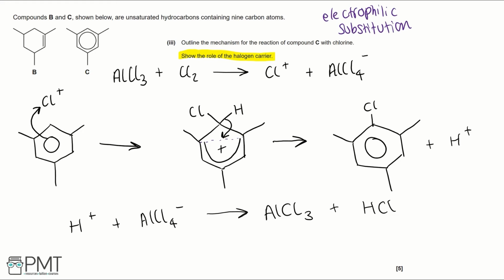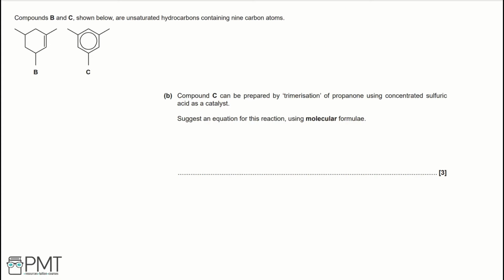To get the 5 marks for this question, you get a mark for generating your electrophile, you get a mark for attacking your Cl+, so the first step of this mechanism, you get a mark for your intermediate, and then you get a mark for the curly arrow coming from the carbon-hydrogen bond and reforming the pi ring. And then you get your 5th and final mark from showing the regeneration of your catalyst, which we've done right at the bottom here.